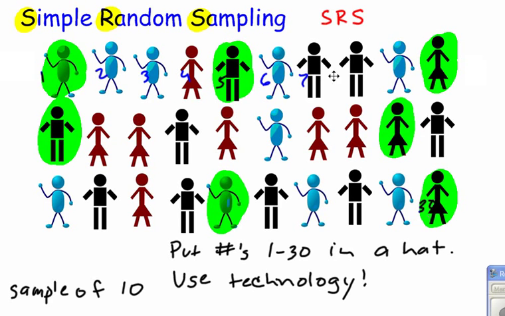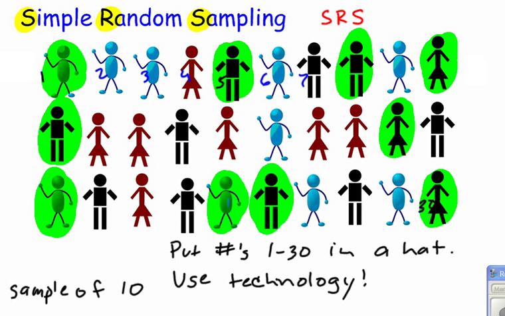Do I have 10 yet? 1, 2, 3, 4, 5, 6, 7. I need 3 more. 26 is the next number that comes up. 21 comes up. And then 1, 2, 3, 4, 5, 6, 7, 8, 9. I need 1 more. So the next number that comes up is 30 again. Well, once again, I do not interview 30 a second time. And then the next number that I get is 8.